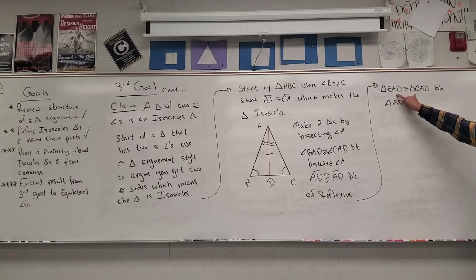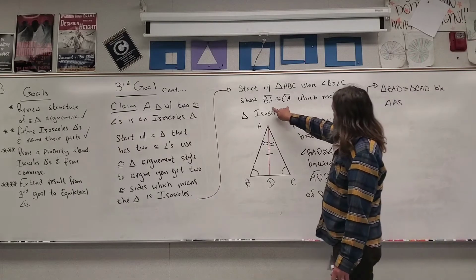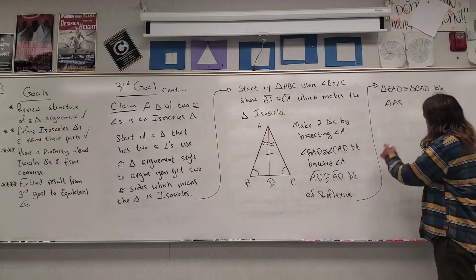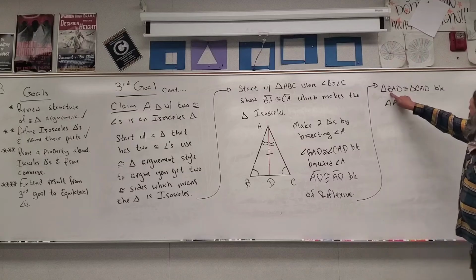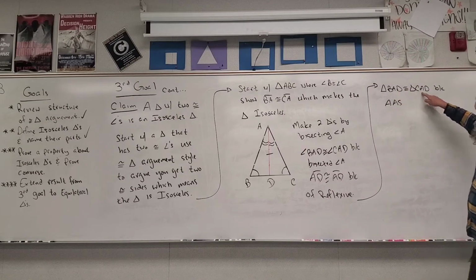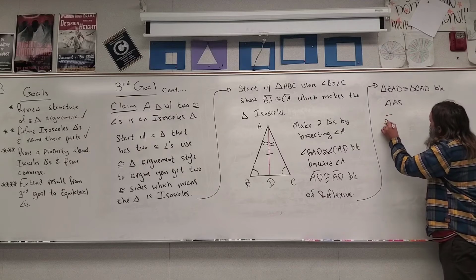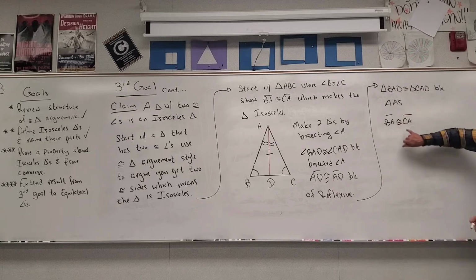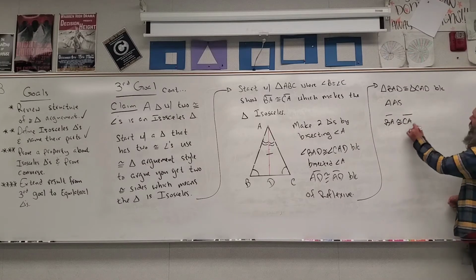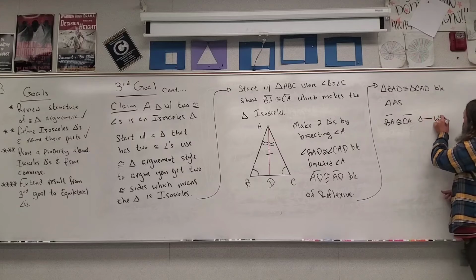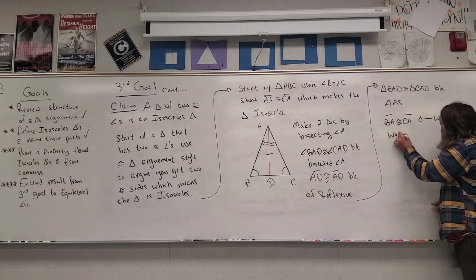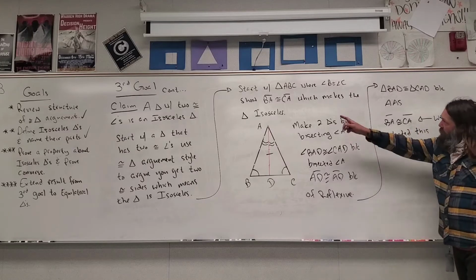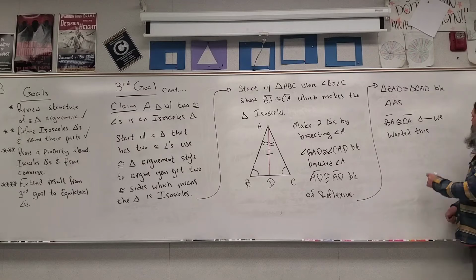So now I can list congruent corresponding parts. But let's just be a little bit more sophisticated with how we list it. We're interested in side length, so I don't need to list the angles. We'll just talk about the side. I can say that side BA is congruent to side CA. And guess what? This is what we wanted. So triangle ABC must be isosceles.